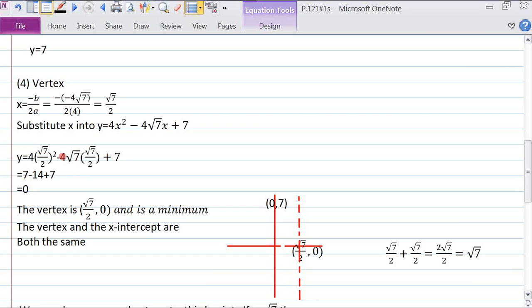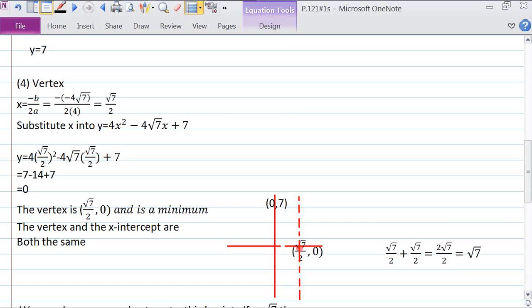That's from the first term. In this one here, we have root 7 times root 7 is 7. 4 times 7 is 28. 28 divided by 2 is 14. And because of this minus here, there's a minus. And now this plus 7 here is plus 7. So the 7 and the 7 add to 14. 14 minus 14 is 0. So the vertex is root 7 over 2, comma 0, which is this point right here.